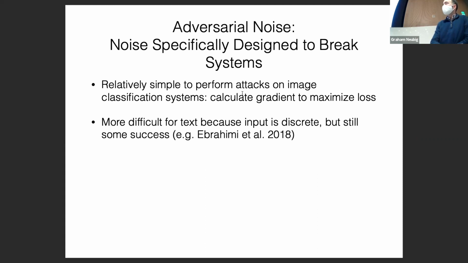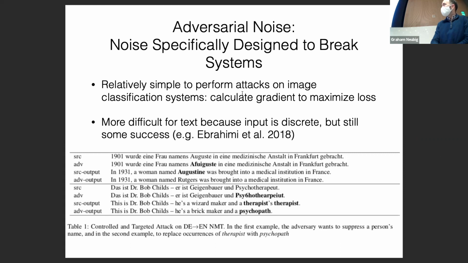So this is very simple in images because you can backprop all the way into the image. It's more difficult for text because the input is discrete. So you can't just backprop and make a small change to the representations. So what you need to do instead is find some way to make a change to the actual surface form of the text that changes the output significantly. So this is an example from a translation task where they just flip a few characters in this input here. And suddenly Augustine is translated into Rutgers. You change C into six and it turns into psychopath or something like this. So basically, this is an example.